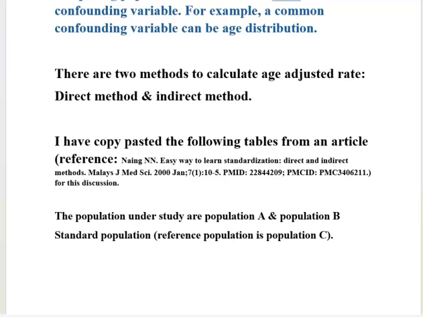The populations under study are population A and B, and also we need a standard population or reference population. I call this population C. In this article, the author mentioned a reference population, but didn't give any name like population C. To facilitate this discussion, I thought indicating population C would be much more helpful.